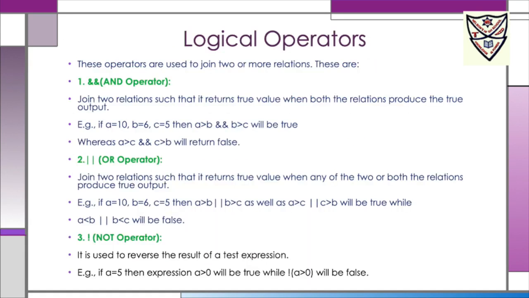Logical operators. These operators are used to join two or more relations. They are AND operator, which joins two relations such that it returns true value when both relations produce the true output. OR operator. It joins two relations such that it returns true when any of the two or both relations produce a true output. NOT operator is used to reverse the result of the test expression.